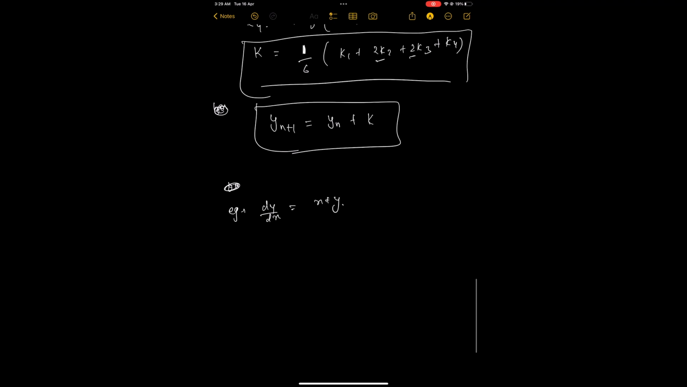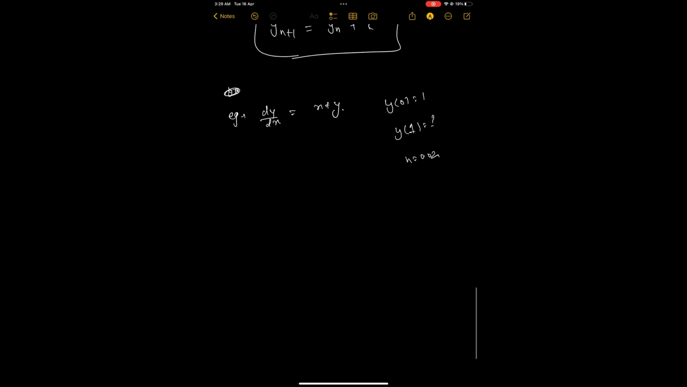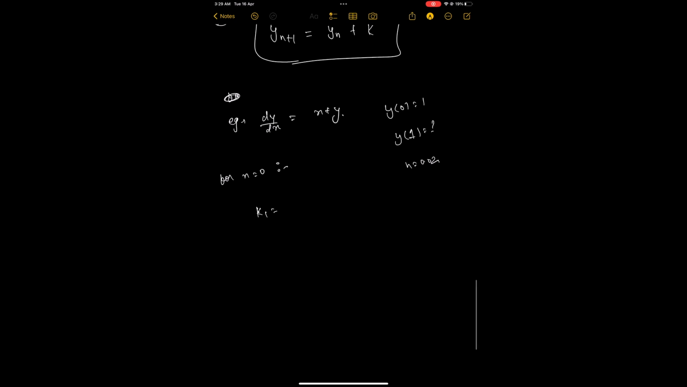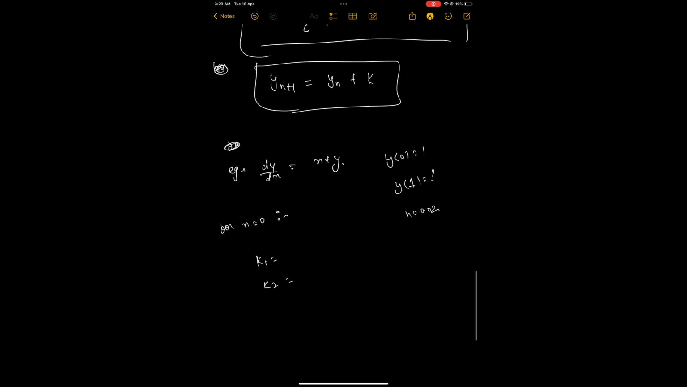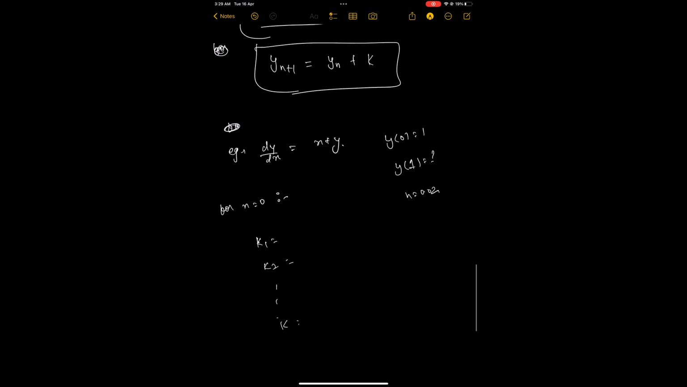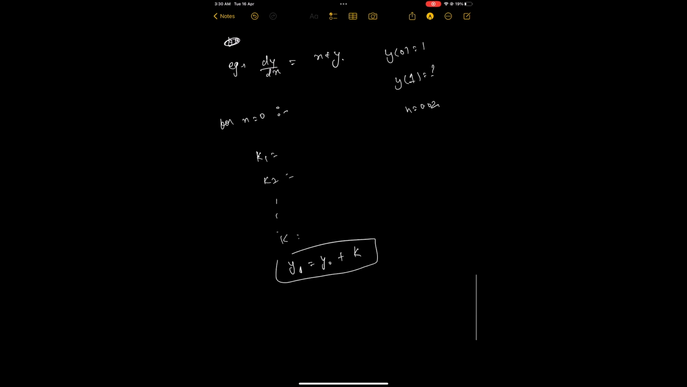Okay, and we have y of 0 equals 1, and y of 1 we have to calculate, with h equals 0.02. So what we do, first for n equals 0, we calculate k1 first from this formula. K1 equals h into this, we calculate k2. Similarly we calculate k. Once we calculate k, we get y of 1 from this recurrence relation: y of 1 equals y of 0 plus k. So for n equals 0 we have done.